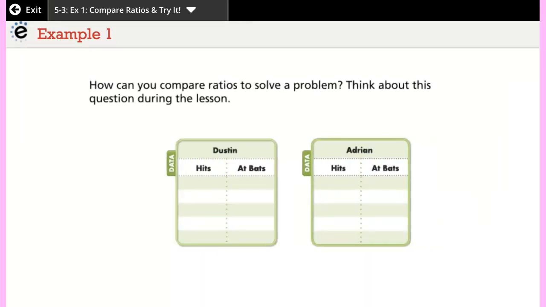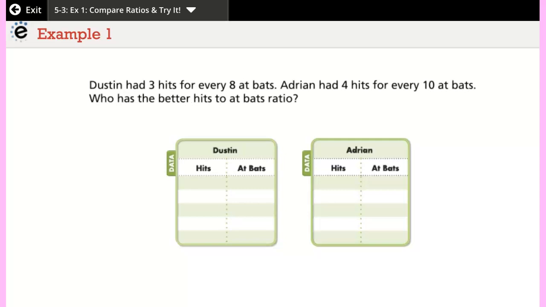Let's look at example 1. How can you compare ratios to solve a problem? Think about this question during the lesson. Dustin had 3 hits for every 8 at-bats. Adrian had 4 hits for every 10 at-bats. Who has the better hits to at-bats ratio?